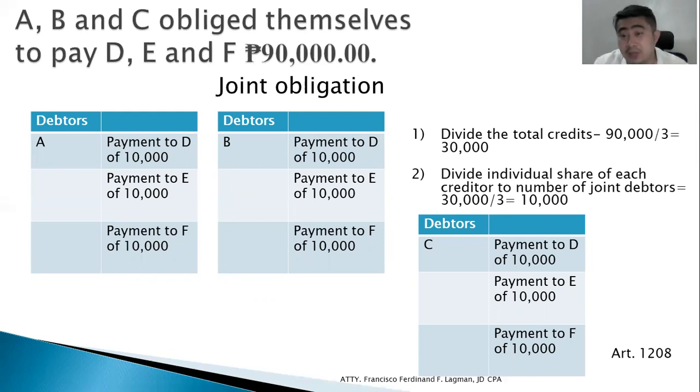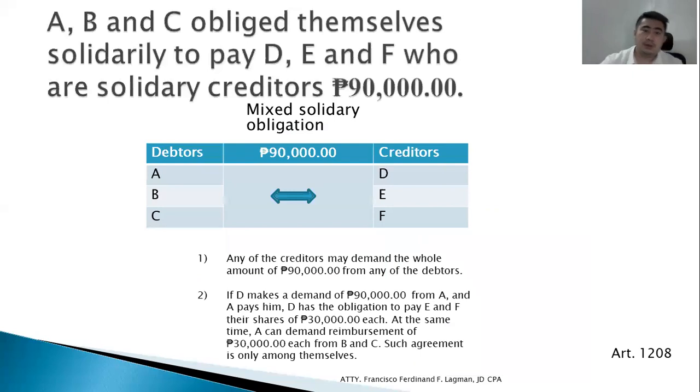Ito class, no? Mas madali for the debtors ang joint obligation. For the creditors naman, syempre mas mahirap ang joint obligation. Kasi lahat ng mga joint debtors na to, dapat singilin nila. Dapat gumawa sila ng demand. Okay? Si debtor B, ganun din. So payment to D, E, and F of only 10,000 pesos each. Si C, debtor C, ganun din. Payment to D, E, F of 10,000 pesos each also. Okay?